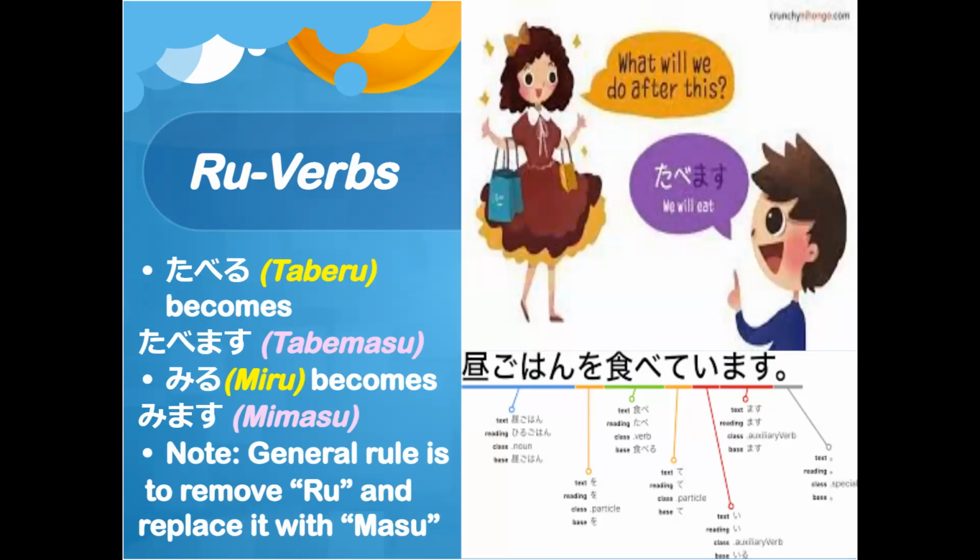You notice here, what you are going to have as the rule to remember is that you are going to remove or delete ru and replace it with masu, because you can drop the u sound at the end to sound like a native. So taberu becomes tabemasu. Miru becomes mimasu. So tabe, delete the ru and replace with masu. Miru, delete the ru and add masu, which means to see, mimasu.